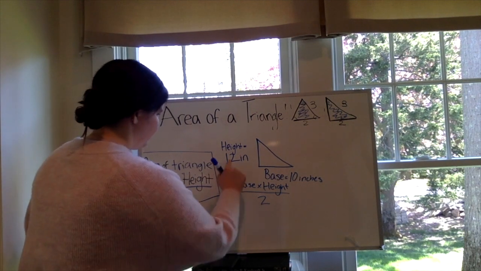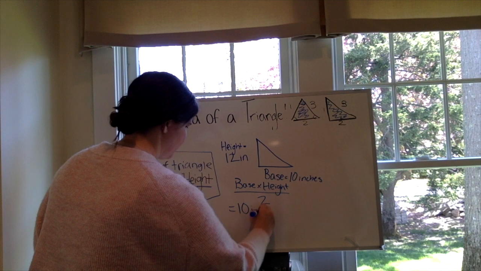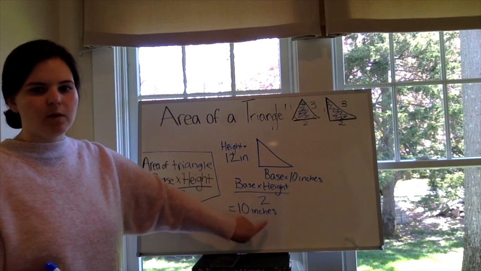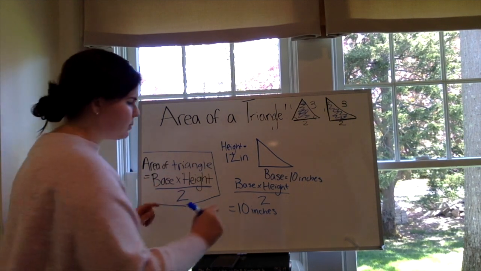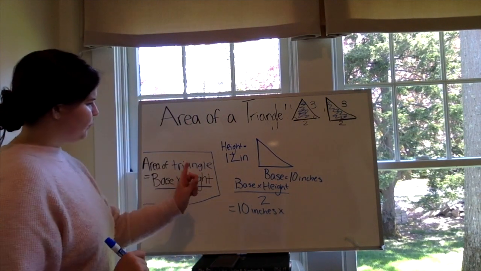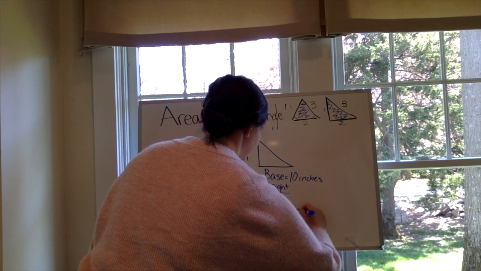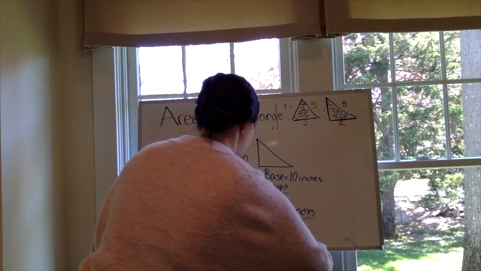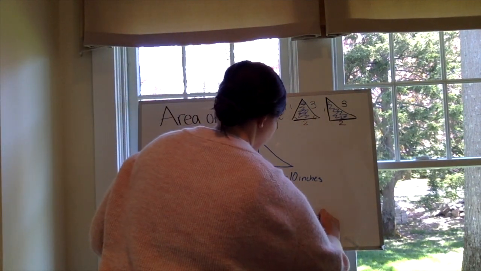So we have our base of 10, so 10 inches, and it's really important that you bring in your units so we know what you're talking about or referring to, and so that you don't forget them at the end, especially with an area of shapes, because you will find out why. Then the height is 12 inches. And then we're dividing this whole thing by 2. So 10 times 12 equals 120.